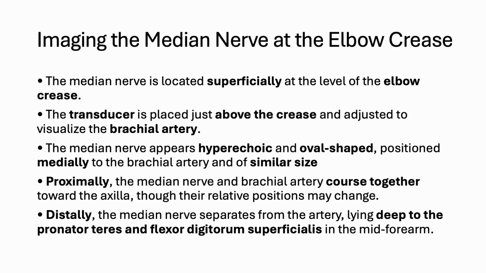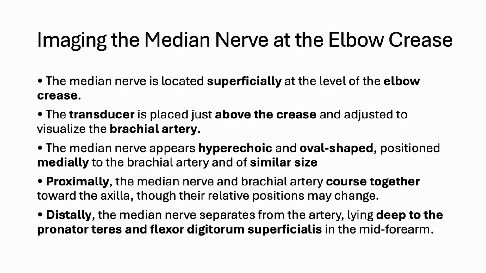When we're imaging the median nerve at the elbow crease, the median nerve is located superficially at the level of the elbow crease. The transducer is placed just above the crease and adjusted to visualize the brachial artery. The median nerve appears as a hyperechoic, oval-shaped structure medial to the brachial artery and of similar size. Proximally, the median nerve and brachial artery course together towards the axilla. Usually that's the position. They can change.